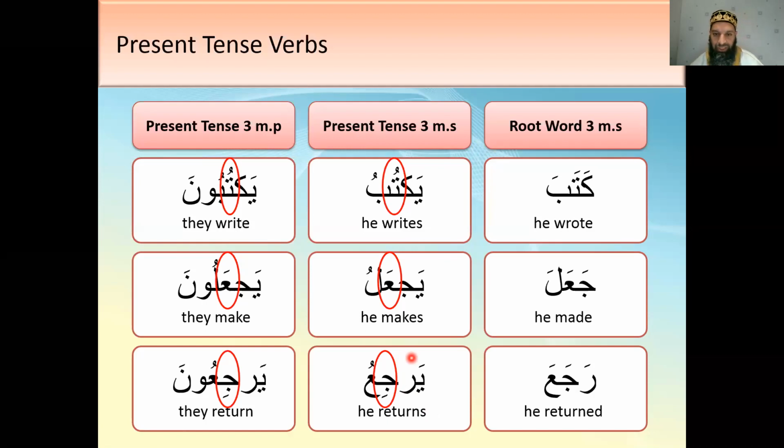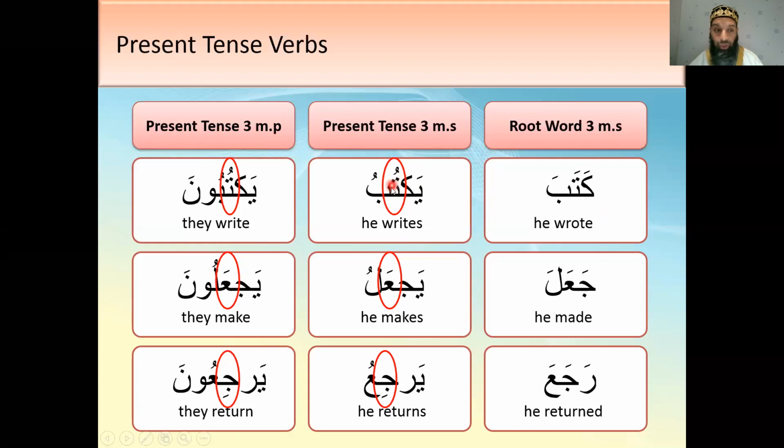What is the question? The question is, how do you know what this third letter has on it? How do you know it's a dhamma for that one? How do you know for ja'ala it's yaj'alu, it's a fatha? How do you know it's not a kasra for ja'ala? So the answer is there's no formula. You just gotta learn for kataba, it's yaktubu.